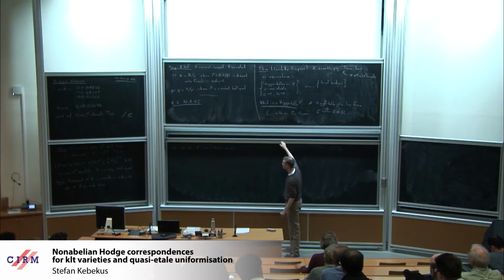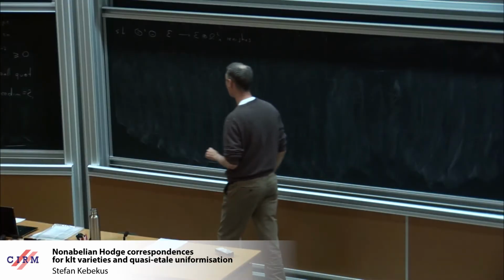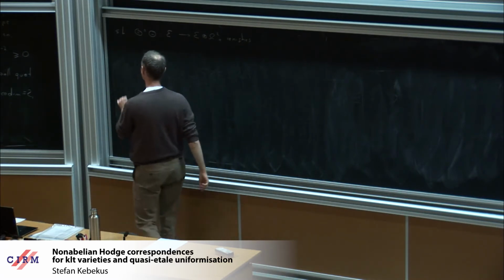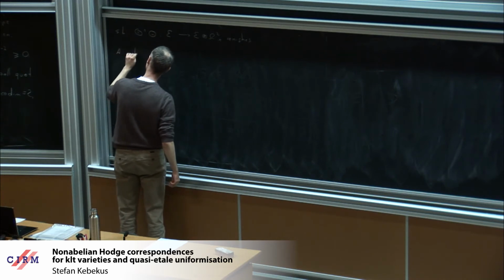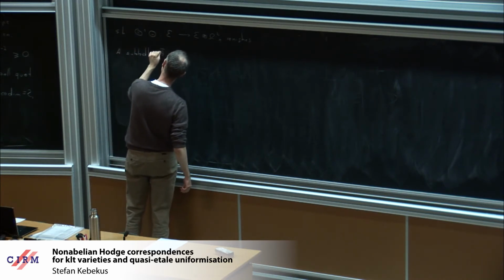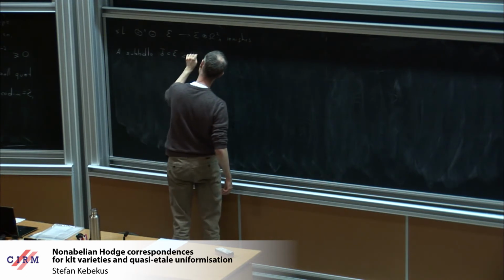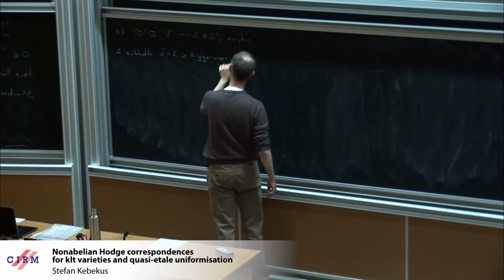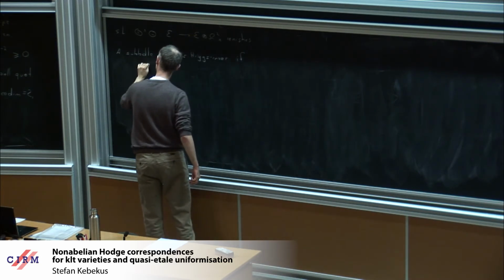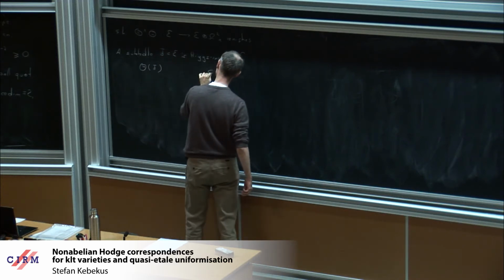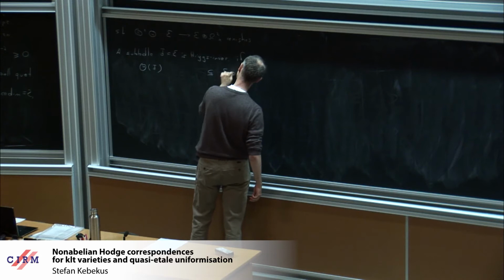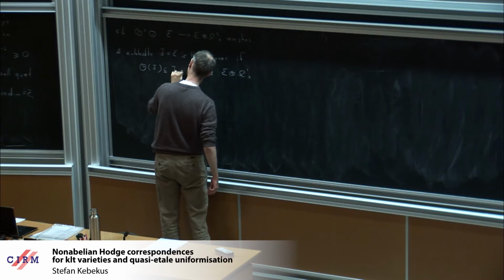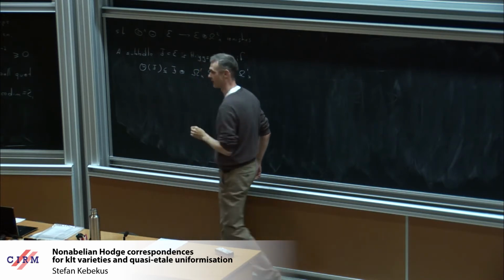Then I should probably say what a sub-bundle of a Higgs bundle is. A sub-bundle F in E is Higgs invariant if theta on F, which in principle is in E tensor omega 1x, happens to end up in F tensor omega 1x.